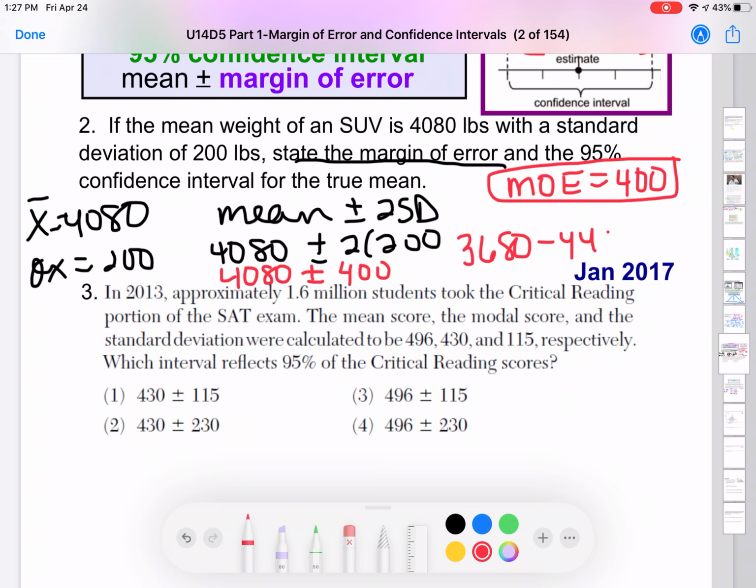And what does this confidence interval mean again? It just means that I'm 95% confident that the real true average weight of an SUV is somewhere between those two values. Okay, that's what it is when you can't get all the data.